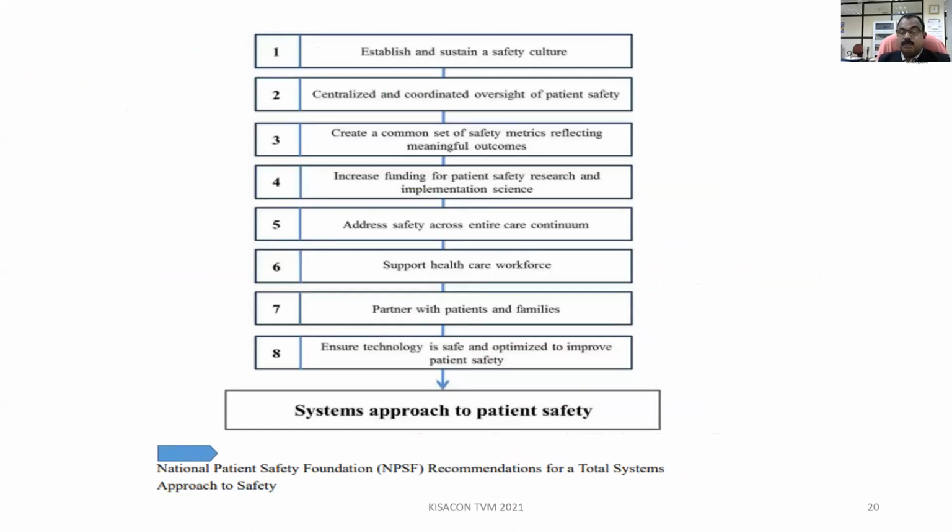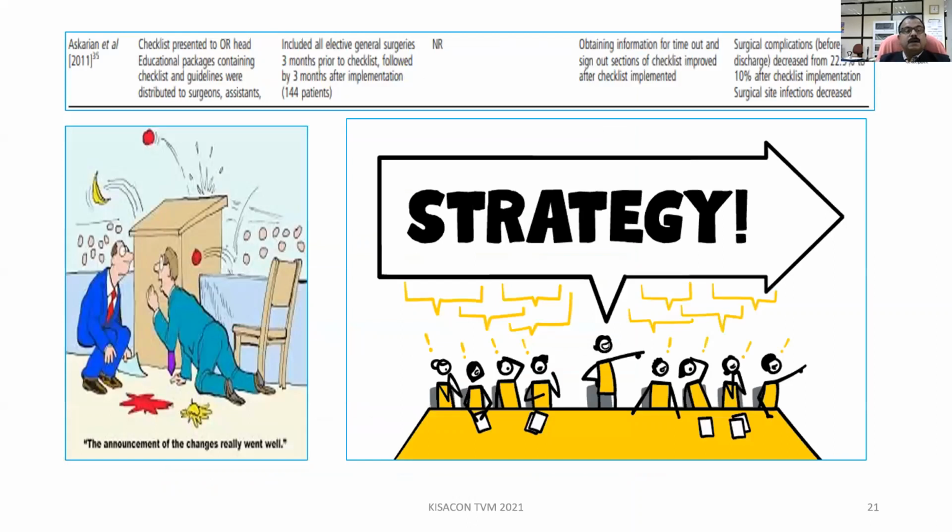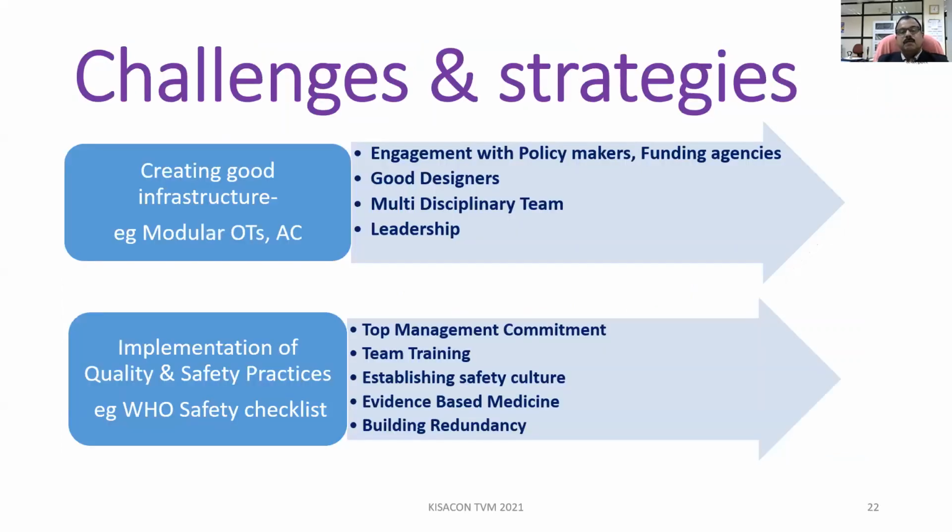National Patient Safety Foundations, they have come out with some of the recommendations like establishing a safety culture, centralized and coordinated oversight of patient safety, creating a common set of safety metrics, addressing safety across and supporting the workforce, partnering with the families, and ensuring a safe technology, etc. In a study which included elective general surgeries, they found that the surgical complications decreased from 22.9 to 10% after checklist implementation.